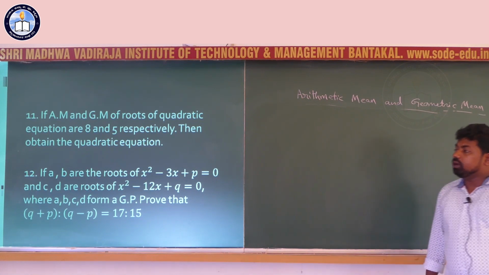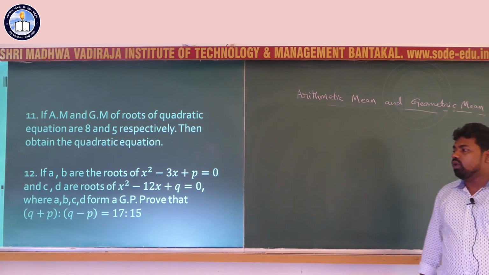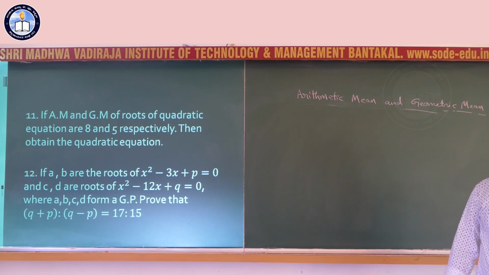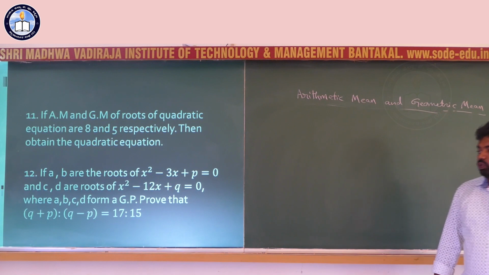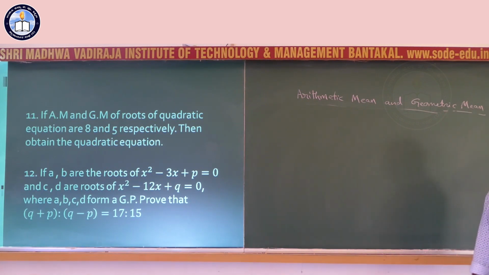if a, b are the roots of x square minus 3x plus p equal to 0 and c, d are roots of x square minus 12x plus q equal to 0, where a, b, c, d form geometric progression. Prove that q plus p is to q minus p equal to 17 is to 15.